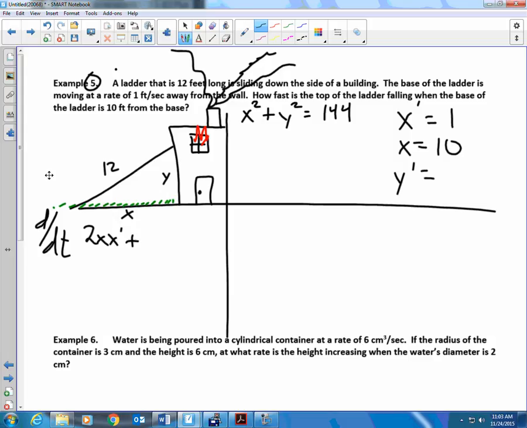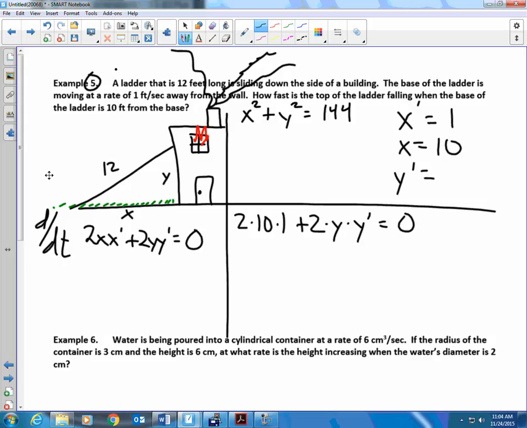Plus equal to 0. Good. Let's solve. 2 times 10 times 1 plus 2 times y prime is equal to 0. Uh-oh. What's going on? We don't know y. Can we find y? How?